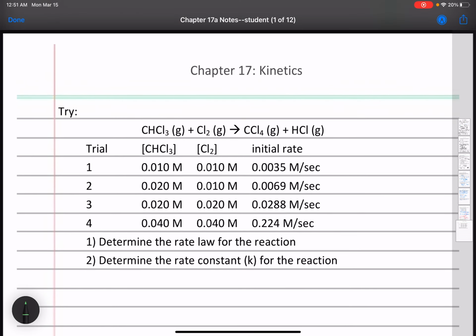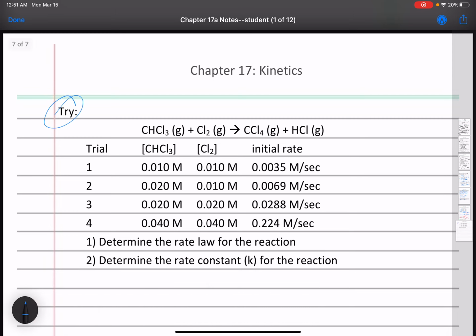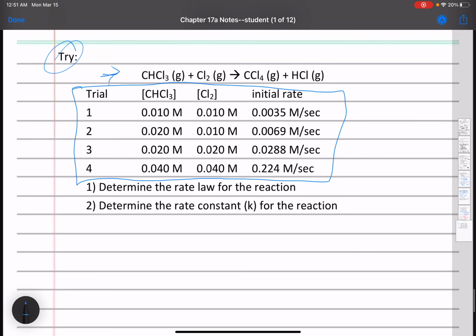All right, so let's do one more that I'm going to have you try. This would be a good time to pause the video, try it yourself, and then come back here for the work. Okay, so try this one. Here's the equation right here. Here's the trial data. We get a table of trial data, and we want to determine the rate law for the reaction, and we want to determine the rate constant for the reaction.